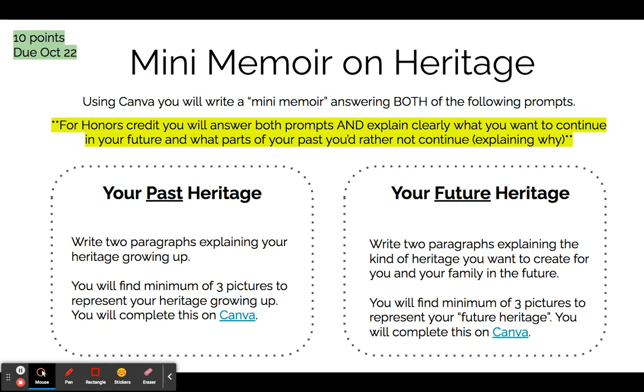So for your past heritage, you're going to write 2 paragraphs explaining your heritage growing up. You will find a minimum of 3 pictures to represent your heritage growing up on Canva. Your future heritage, you're going to talk about what you want your heritage to be like in the future with the family that you have, or just your life in the future. What do you want that to look like? So obviously this one is already made up and happened because it's in the past, but this is totally up to you and what you want your life to look like in the future. So you're going to complete both of these things in the same document on Canva, and I have an example to show you.